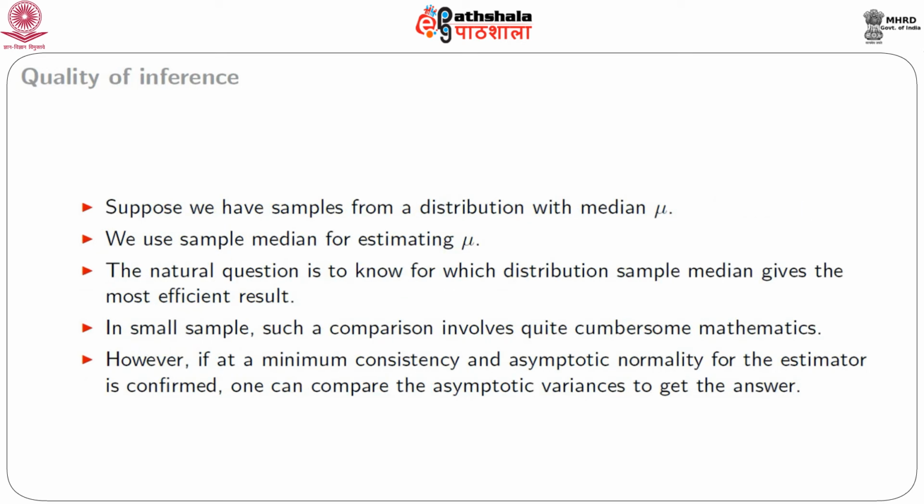Next, consider our next example. Suppose we have samples from a distribution with mean mu, with median mu. We use the sample median for estimating mu. The natural question is to know for which distribution the sample median gives the most efficient result. In small samples, such a comparison involves quite cumbersome mathematics. However, if at a minimum consistency and asymptotic normality for the estimator is confirmed, one can compare the asymptotic variances to get the answer.